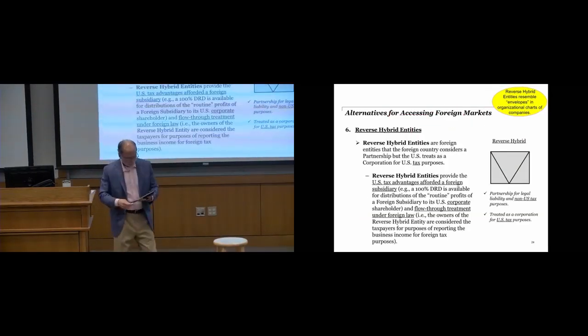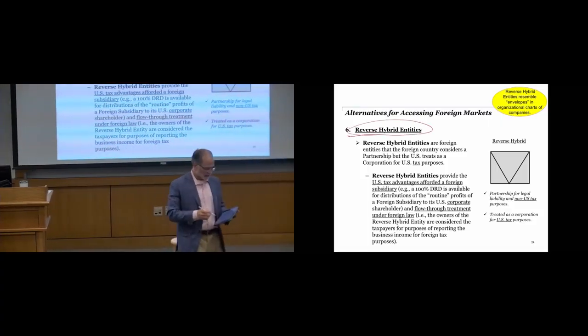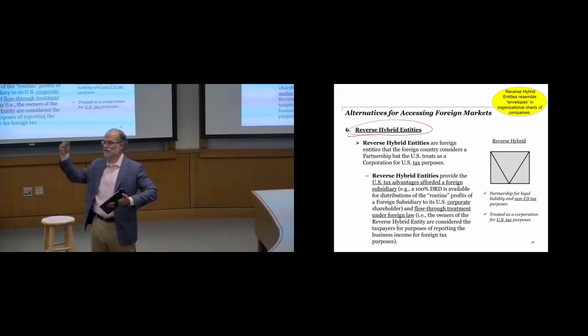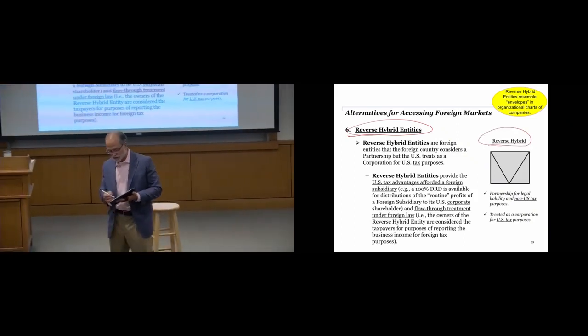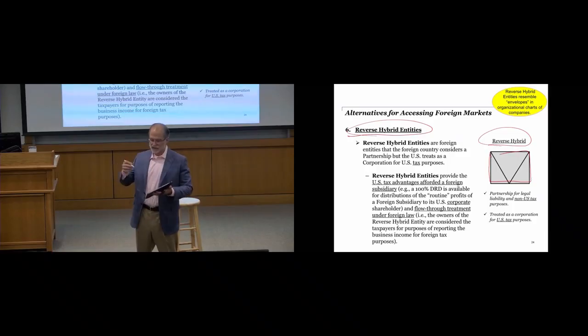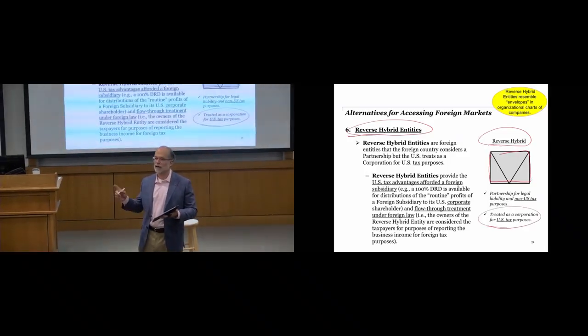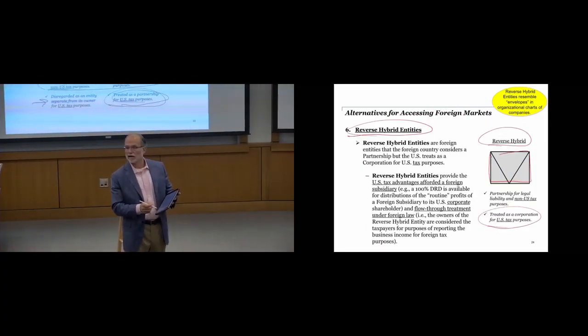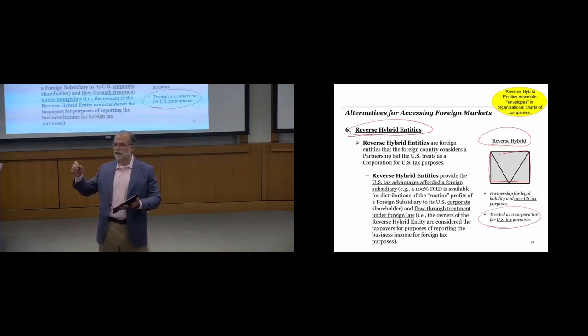Okay, then we have this crazy guy, the reverse hybrid entity. So we have hybrid entities and we have a reverse hybrid entity. The reverse hybrid entity is the same box, so it's a corporation for non-U.S. tax purposes, just like this guy on the right here. But you see the triangle is upside down.